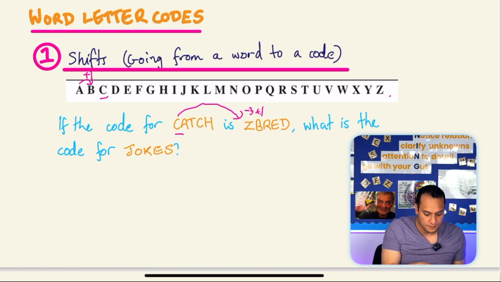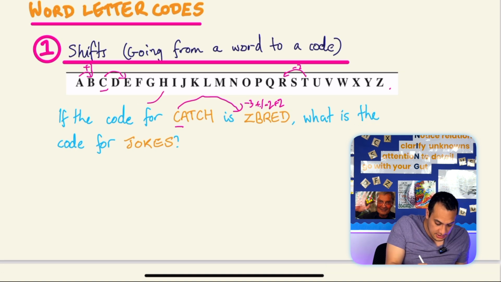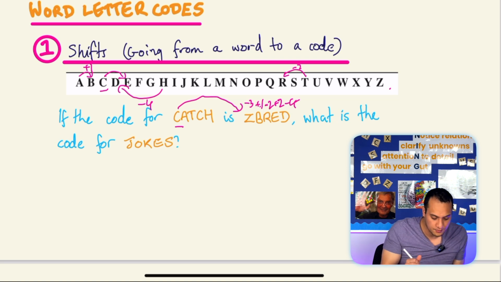And then from T to R, we're going back 2. So I'm going to say that's -2. From C to E, we're essentially going forward 2. So we're going to be +2. And then from H to D, we're going back 4. So that'll be -4. And then here I'm going to apply the same shifts to jokes.